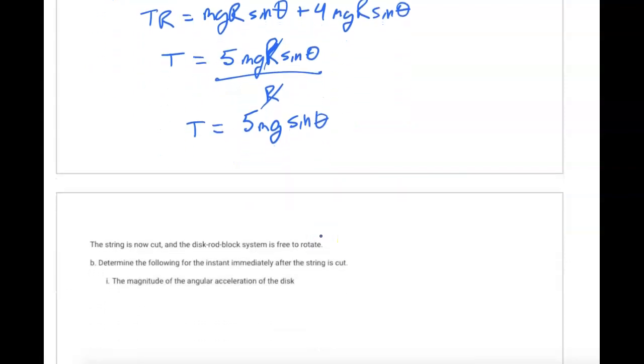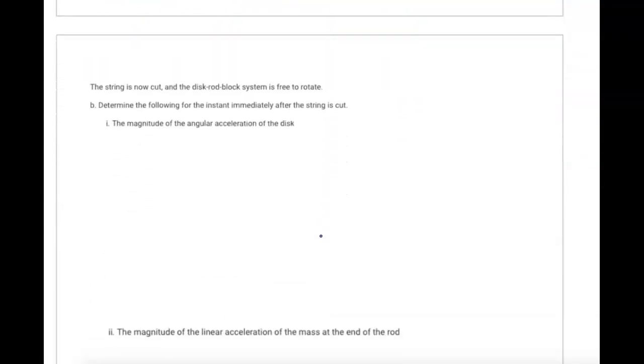If you cut the string, then this thing should rotate, and when it rotates, notice that it's going to rotate counterclockwise, which is positive, so that's a good thing. We need to find the angular acceleration, and to do that, we know that torque is equal to the moment of inertia of the system times the angular acceleration. So this is really the sum of the torques, should be equal to that.